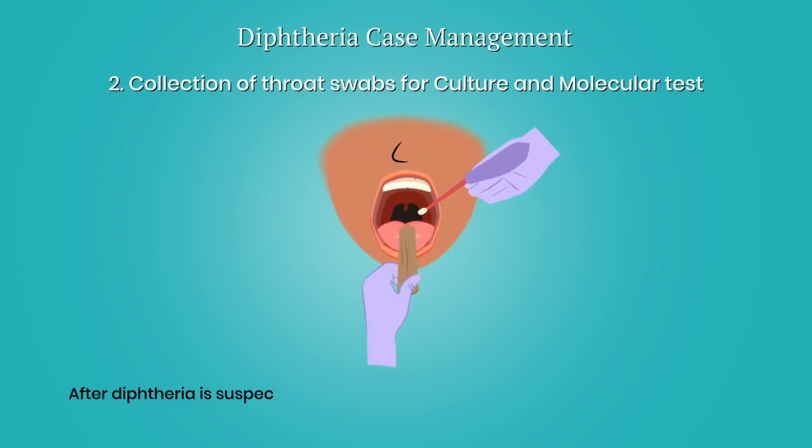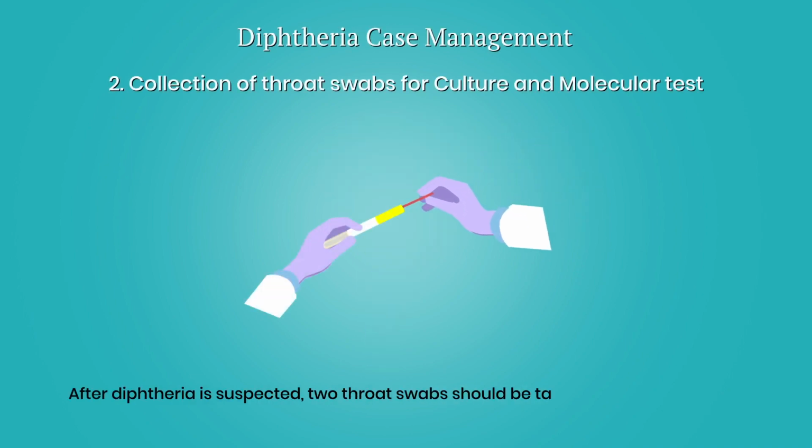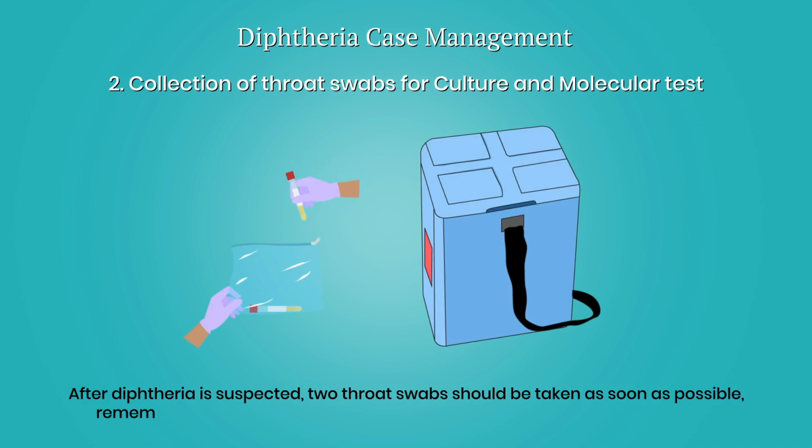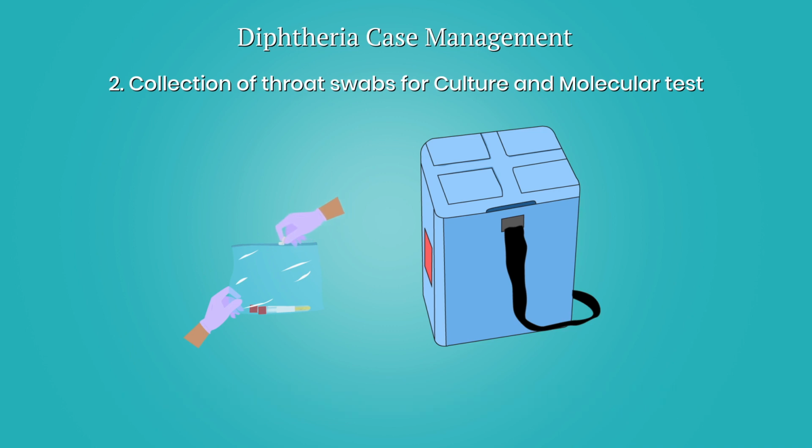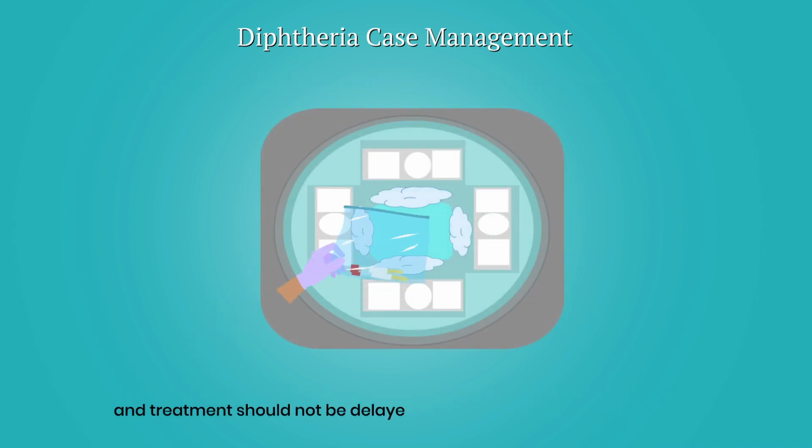After diphtheria is suspected, 2 throat swabs should be taken as soon as possible. Remember that samples can be taken up to 4 weeks of onset of sore throat, and treatment should not be delayed while waiting for laboratory results.